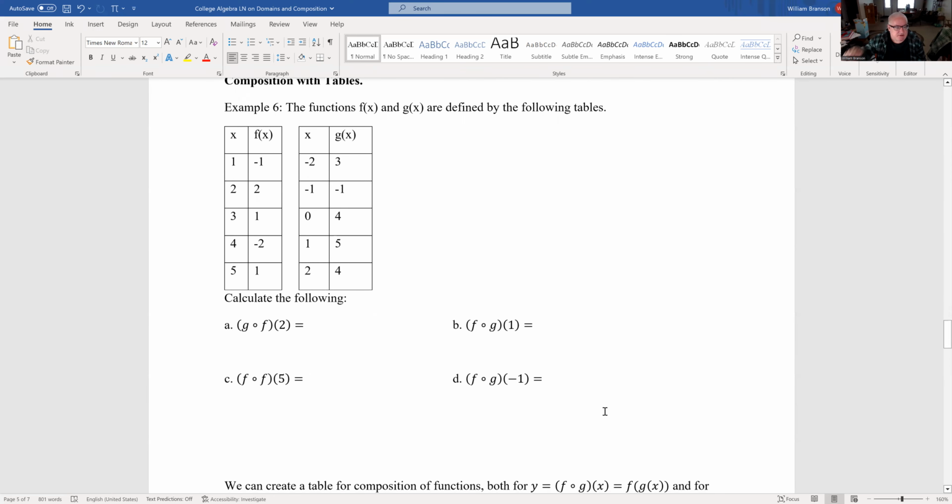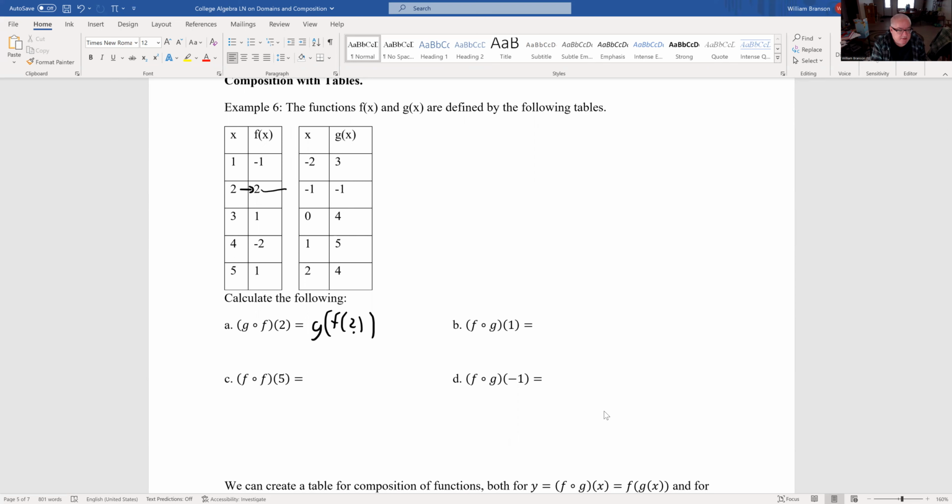Composition with tables. Here are 2 functions, f of x and g of x. They're just defined by the following tables. We don't know what the formulas are. All we know is that for f, 1 goes to minus 1, 2 goes to 2, 3 goes to 1, 4 goes to minus 2, and 5 goes to 1. So what's g of f of 2? This means we want g of f of 2. That means we want to take 2 and plug it into f. And that gives me 2.